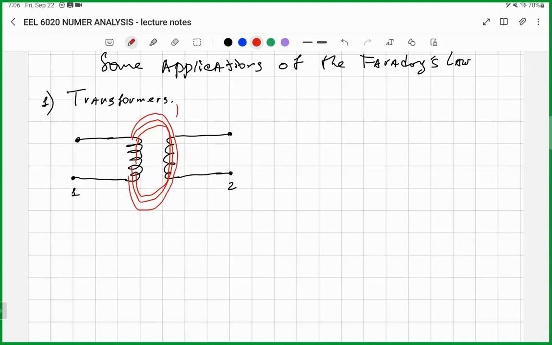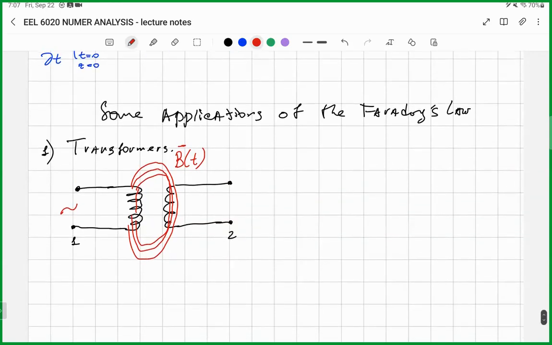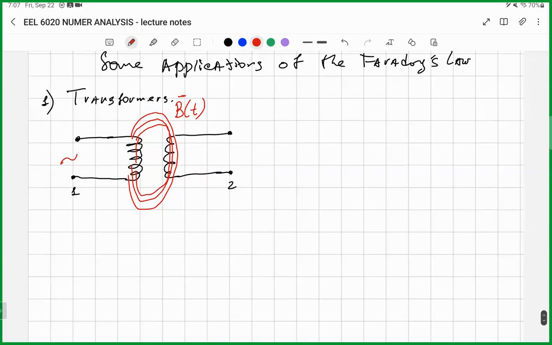This magnetic field changes in time because the current in the first coil is an alternating AC current. And because of Faraday's law, this changing magnetic field will create an electromotive force in the second coil. If one connects some kind of load to the second coil, we will observe current in this load.